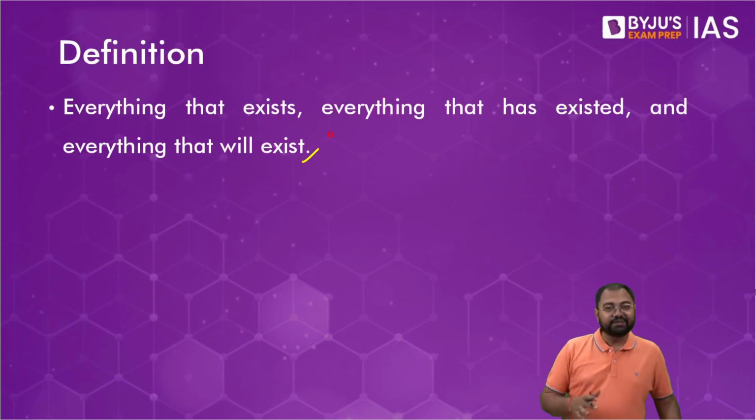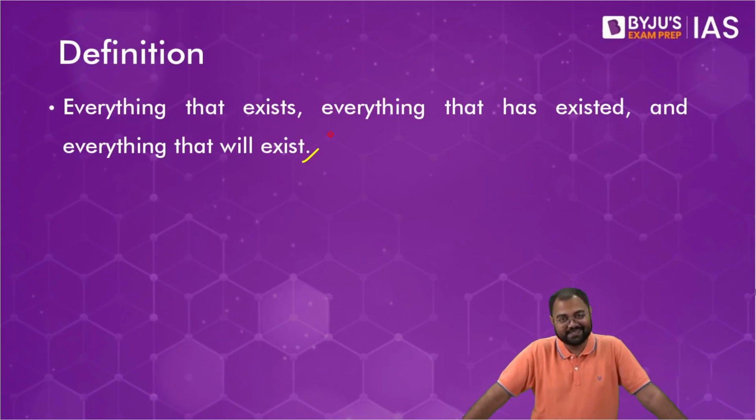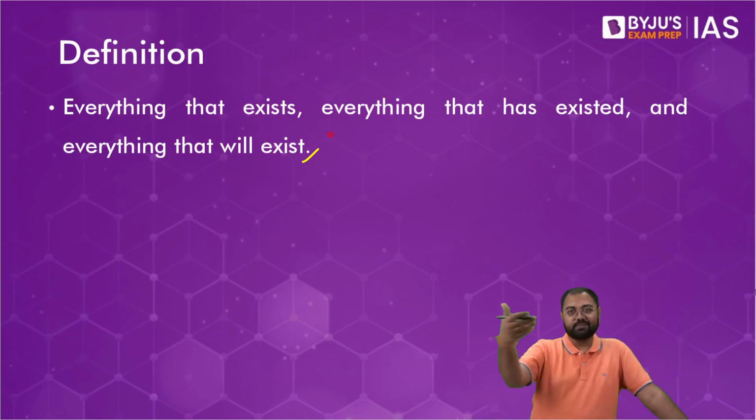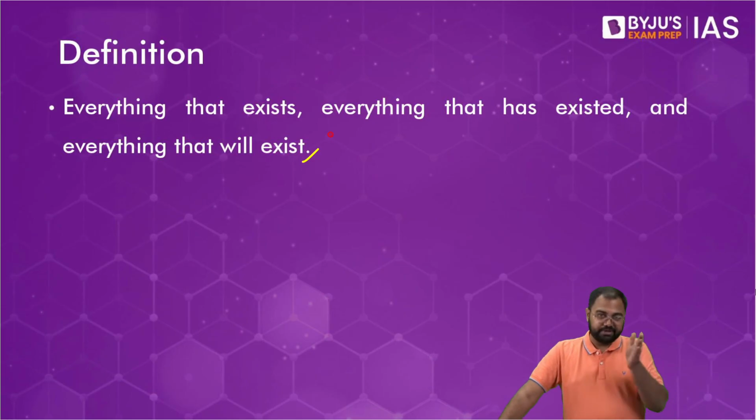So there is one definition that was given by one scientist almost 50 years back, and it is this: everything that exists, everything that has existed, and everything that will exist is a part of the universe. This is how he tried to explain what the universe is. Because there is nothing beyond the universe, it's difficult to say that, okay, fine, this is the boundary of the universe and there are things beyond it. No, everything is a part of the universe. Correct. So everything, whether present, past, or future, is a part of the universe.